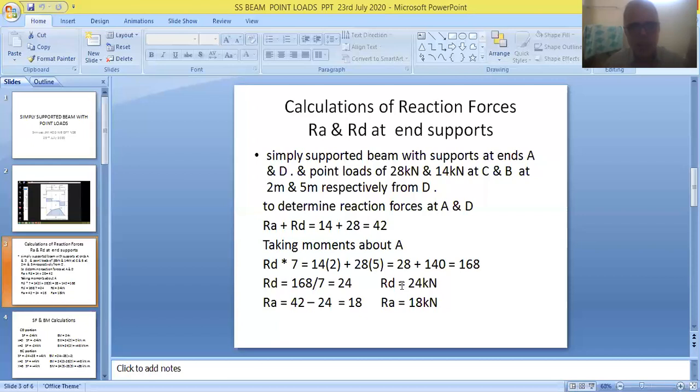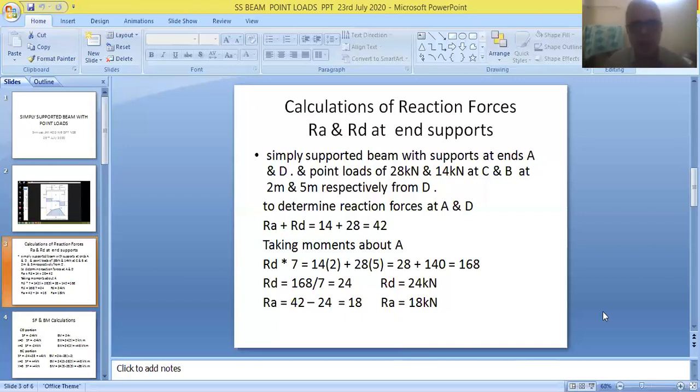It implies sum of downward forces will be equivalent to sum of upward forces. So we are equating these forces. And sigma M is equivalent to 0. It implies sum of anti-clockwise moments is equal to sum of clockwise moments. So we are equating these values and solving these equations for getting the results.